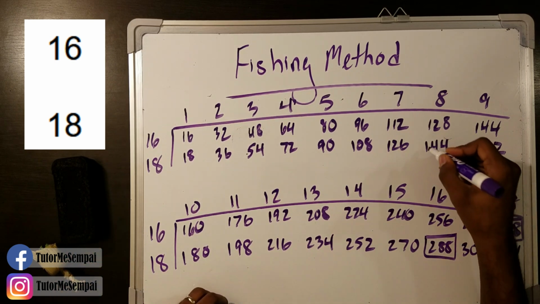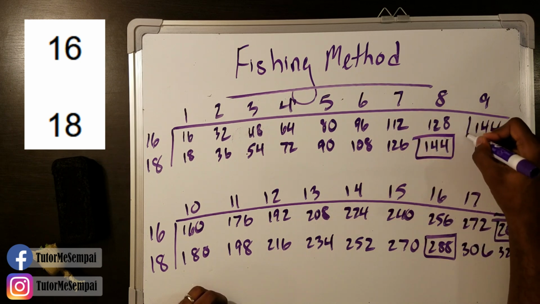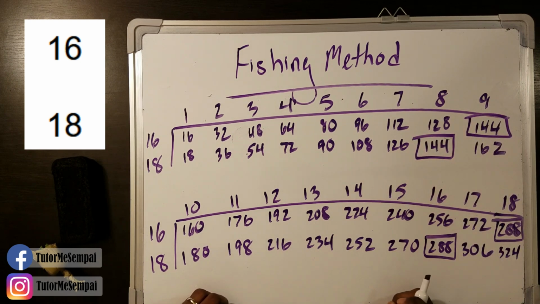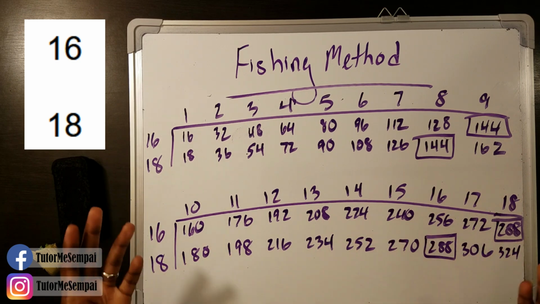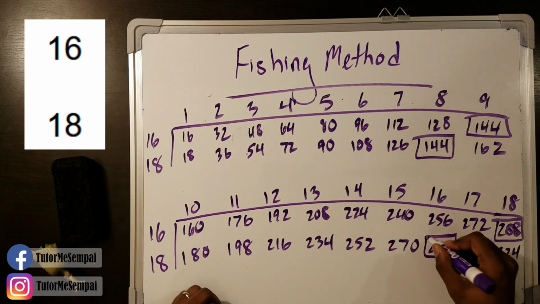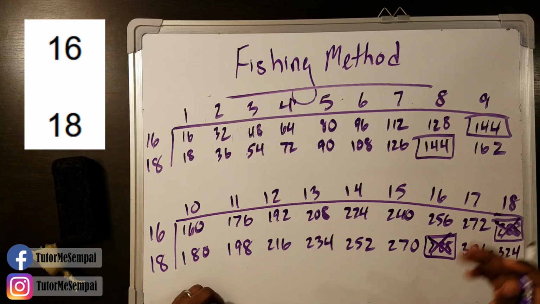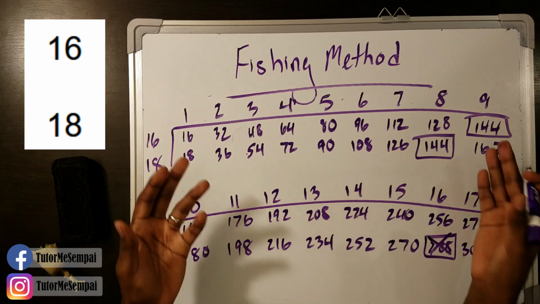Well, we have this 144 here, right? 144 is also in common. Anything else smaller than 144? There's nothing else smaller than 144. So we don't have to go all the way up to 288. We could have stopped early if we saw that.